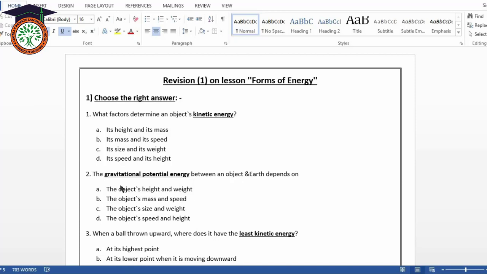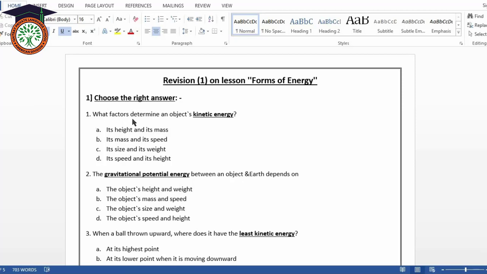Today I am going to solve the revision sheets that I sent you before, so let's do it together, inshallah. We will start with division number 1, which is about the lesson forms of energy. So the first question is, choose the right answer.